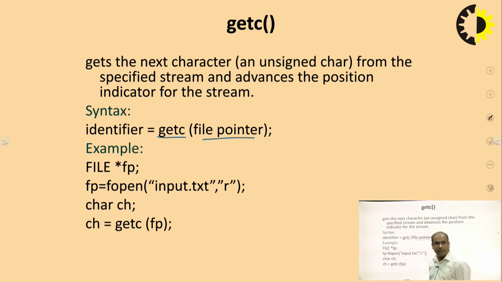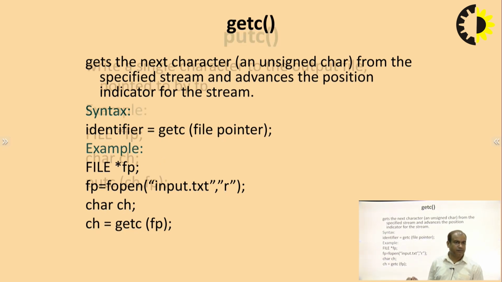Here we are using the same file pointer, fopen input text in the reading mode. We are opening the file input text in the reading mode. After that we have used ch as a character type, and we are getting ch equal to getc(fp), meaning we are streaming that character variable from the particular file.